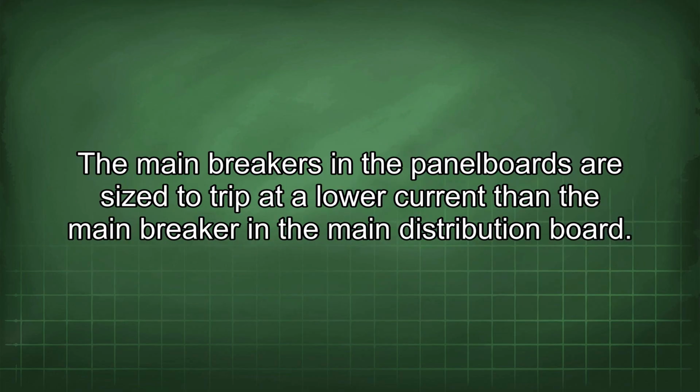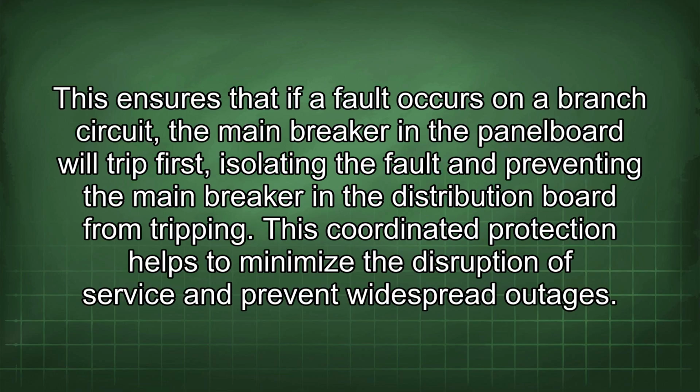The main breakers in the panel boards are sized to trip at a lower current than the main breaker in the main distribution board. This ensures that if a fault occurs on a branch circuit, the main breaker in the panel board will trip first, isolating the fault and preventing the main breaker in the distribution board from tripping. This coordinated protection helps to minimize the disruption of service and prevent widespread outages.